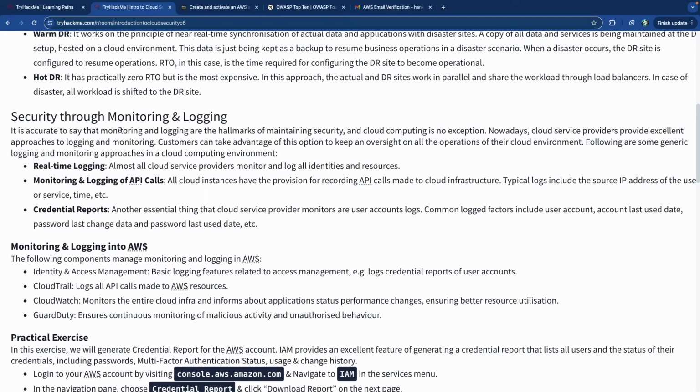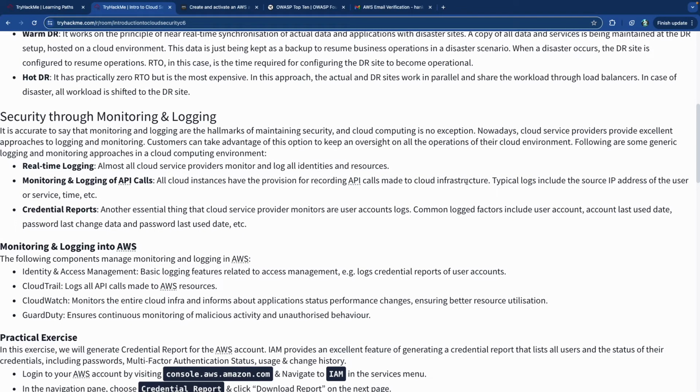Then you have security through monitoring and logging. There's real-time logging, where all service providers monitor and log all identities and resources. Then you have monitoring and logging of API calls, where the instances have provision for recording API calls made to the infrastructure, so a GET request or a POST request, all those things. The logs include the source IP address of the user or the service, the time, their geolocation, etc. And then credential reports, which is another essential thing that cloud service providers monitor, and user account logs.